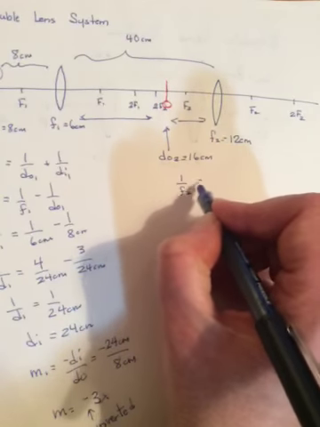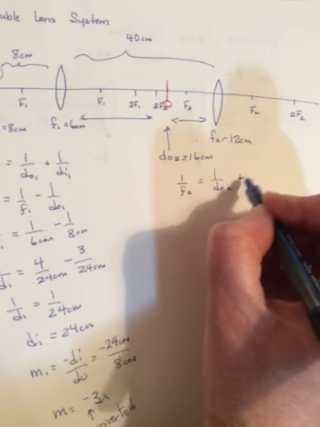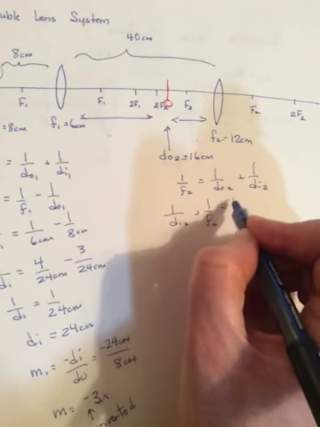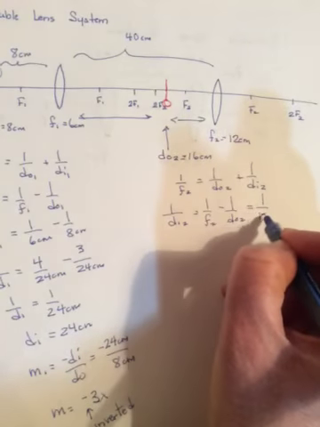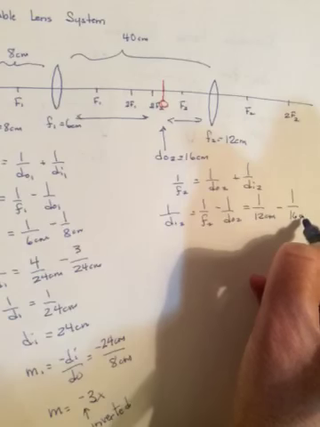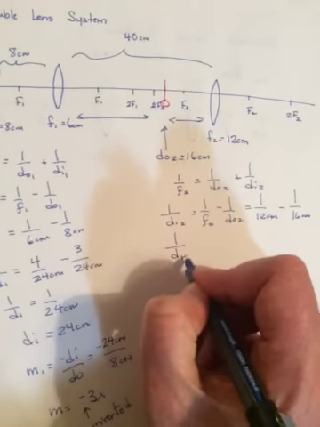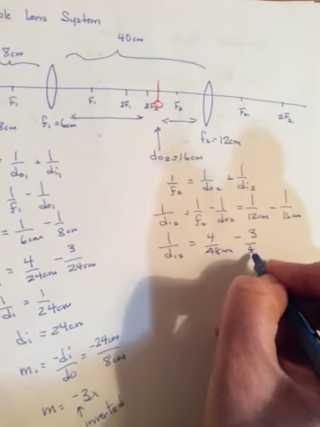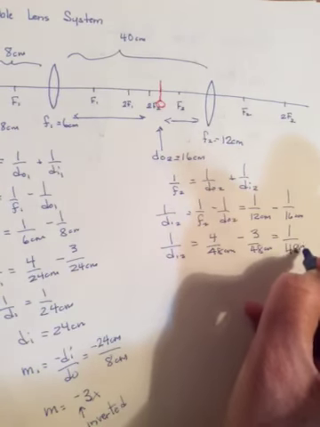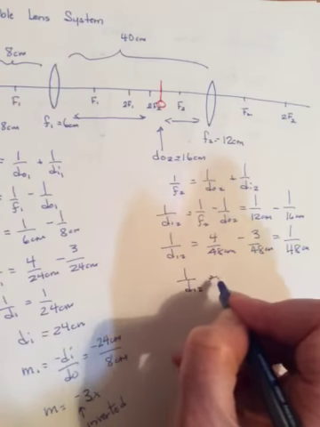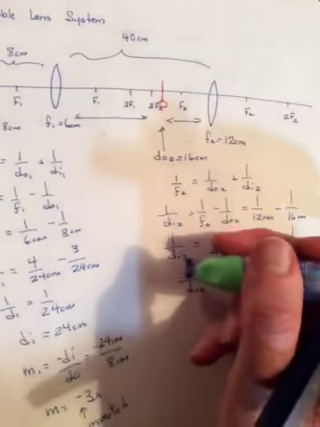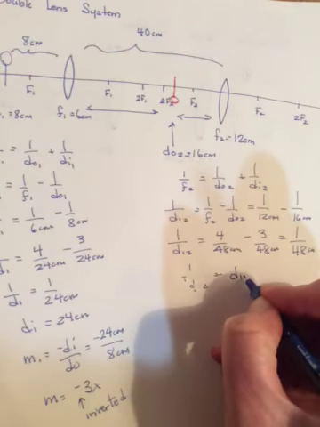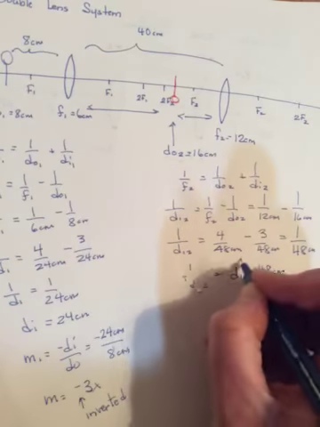Again, 1 over F2 is equal to 1 over DO2 plus 1 over DI2. So 1 over DI2 is equal to 1 over F2 minus 1 over DO2, so 1 over 12 minus 1 over 16. With a common denominator of 48, 1 over di2 will be 4 over 48 minus 3 over 48, which is 1 over 48. So di2 is equal to 48 centimeters.